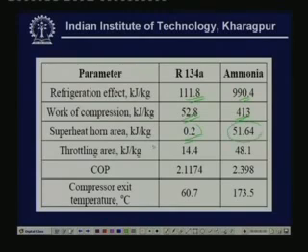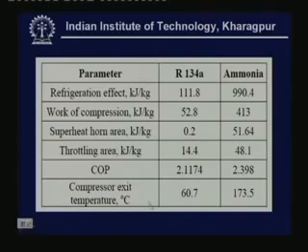This is because ammonia has a symmetrical vapor dome on the TS diagram, as explained in the earlier lectures. Okay, and the throttling loss is also quite high for ammonia compared to R134a, and COP is marginally higher for ammonia compared to R134a. The compressor exit temperature is very high with ammonia. In fact, this is a major problem in ammonia systems. Whereas with the R134a system it is quite low, right.